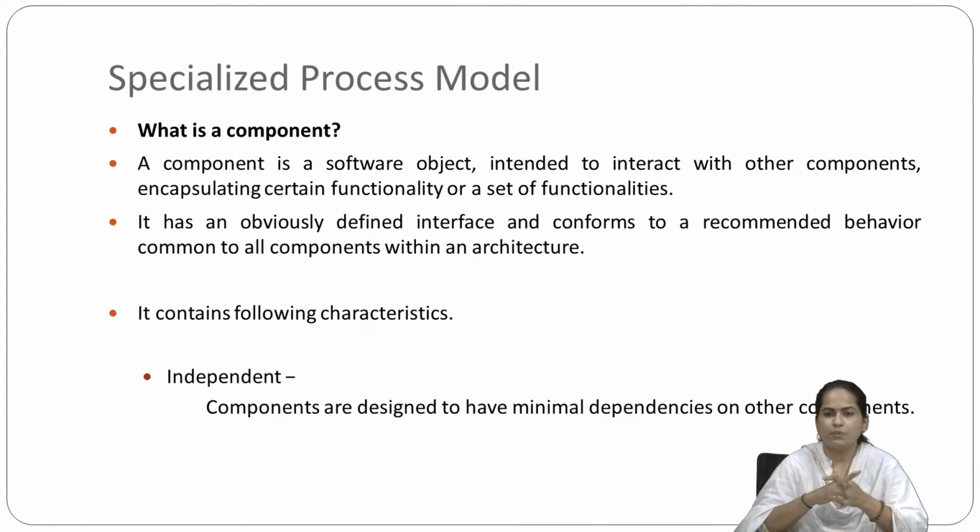Suppose one component is there in the repository, and to use that component you require 4 other components on which that component 1 is dependent. So if you select that type of component, then you have to use all the remaining 4 components on which the first component is dependent.